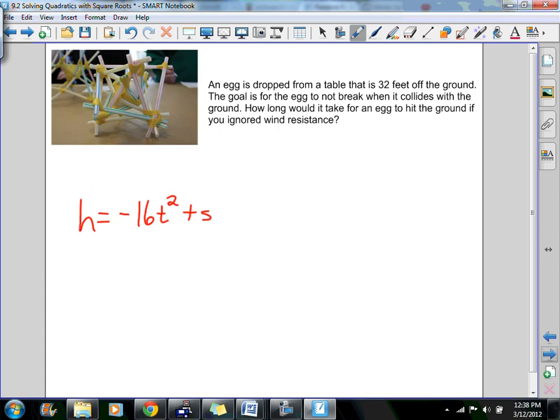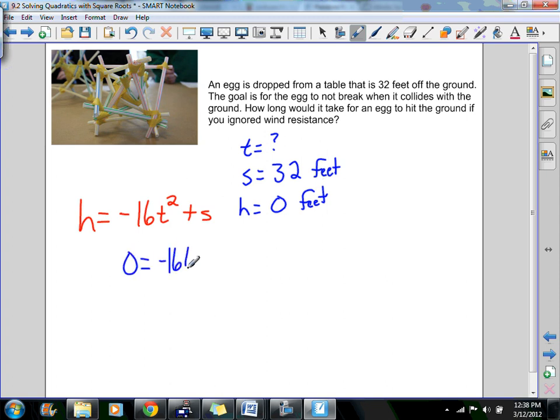So, we're doing an egg drop lab, where an egg is dropped from a table that is 32 feet off the ground. The goal for the egg is to not break when it collides. How long would it take for an egg to hit the ground if you ignored wind resistance? So, the how long means that our t is what we're trying to find. Our initial height is going to be 32 feet, and our ending height is going to be 0 feet. So now we just plug it into the equation and solve. So we get 0 equals negative 16 t squared plus 32.